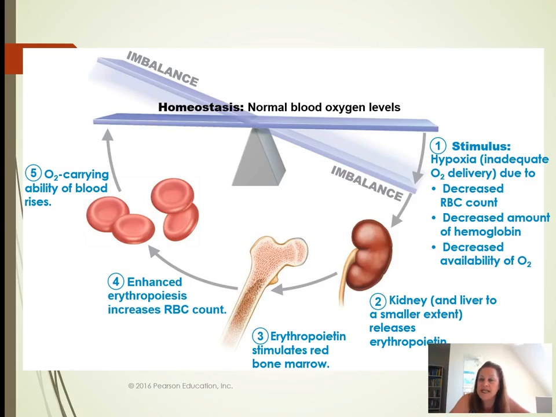So the first stimulus is inadequate oxygen delivery. Doesn't matter why, right? Decreased hemoglobin, decreased red blood cells, high altitude, doesn't matter why. But the tissues are feeling a little something. The kidney releases EPO. EPO stimulates the red bone marrow. The red blood cells are produced, and the oxygen carrying capacity of the blood rises. Now, this does not happen overnight. This takes days to happen. So this is not something that you will be able to repair within a day or two. This is a pretty lengthy process.